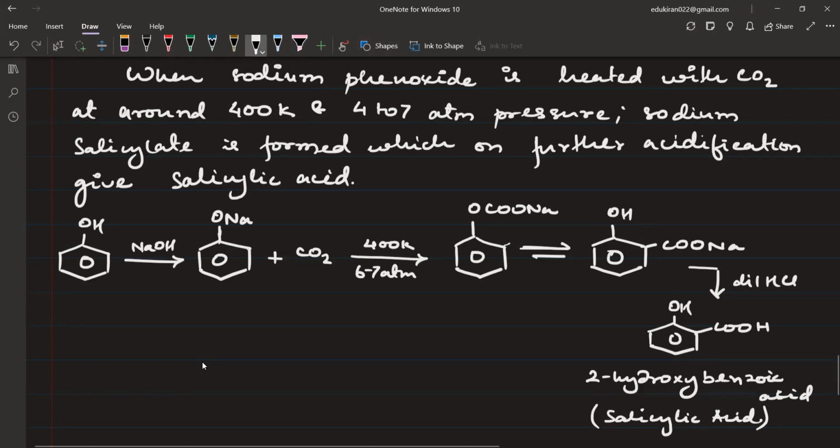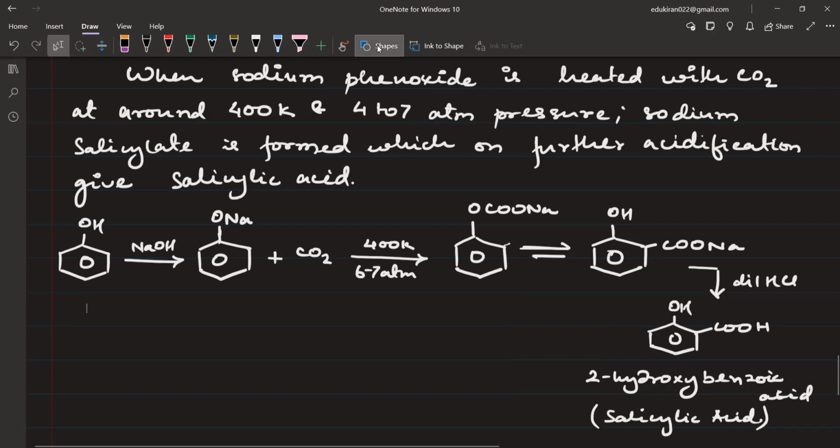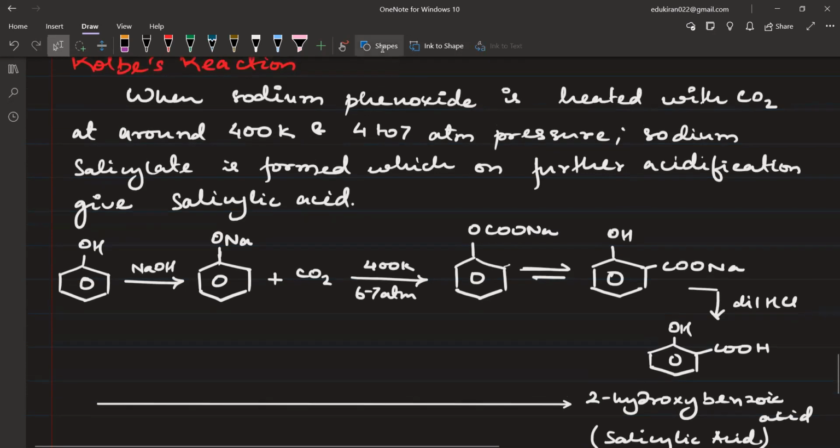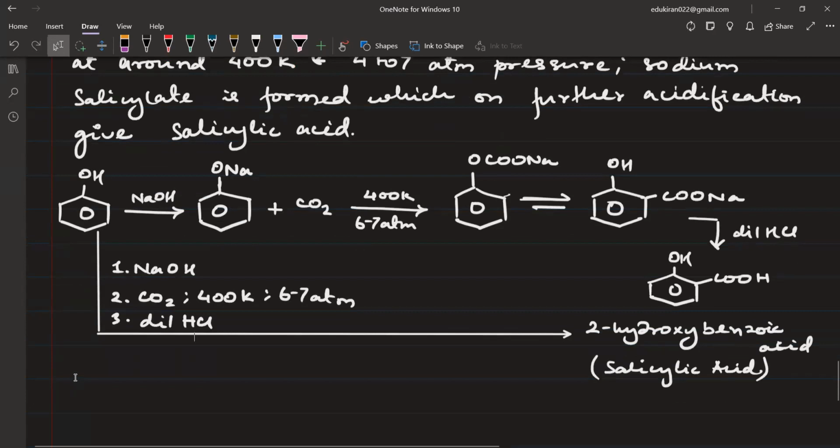If you want to write the reaction directly from here to here: the first step is NaOH, the second step is CO2 at 400 Kelvin temperature and 6 to 7 atmospheric pressure, and the third step is dilute HCl. If you want to write it as a one-step reaction like this.